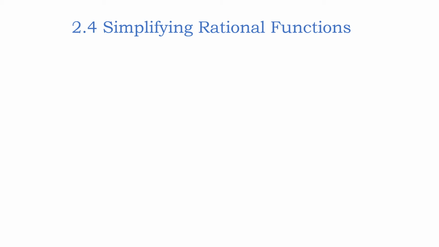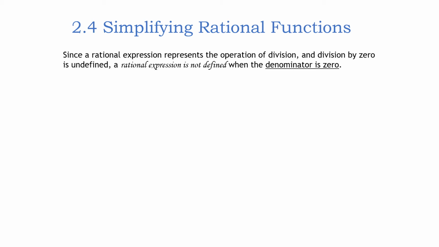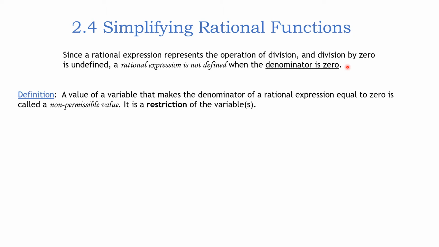Simplifying rational functions. Since a rational expression represents the operation of division, and division by 0 is undefined, a rational expression is not defined when the denominator is 0. So 1 divided by 0 can't have it.